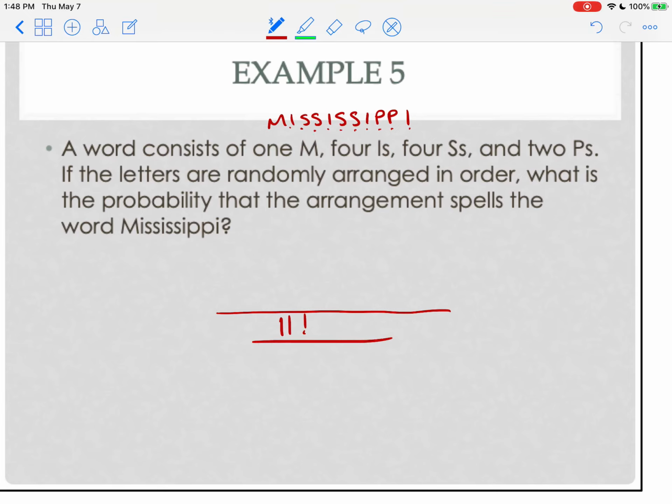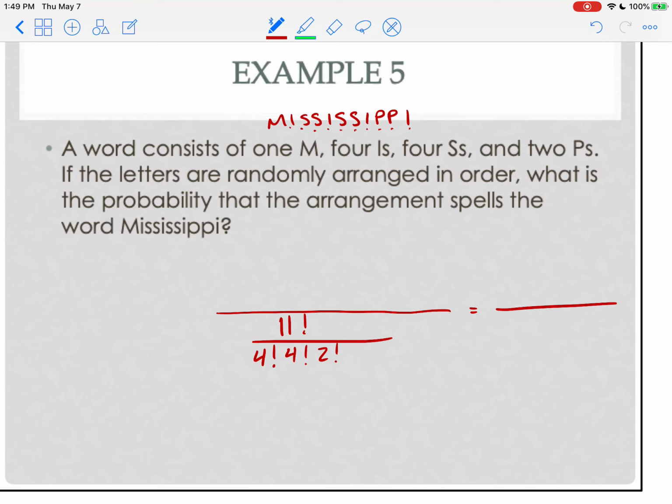However, there are 4 I's. So I want to make sure I divide out all the different ways I could arrange the I's. There's also 4 S's. So I want to divide out all the different ways that I can arrange 4 different S's. And there's 2 P's. So I want to divide out all the different ways I could switch the P's around. Now this number in the denominator is the total number of ways that I can rearrange the letters in Mississippi and get distinct words.